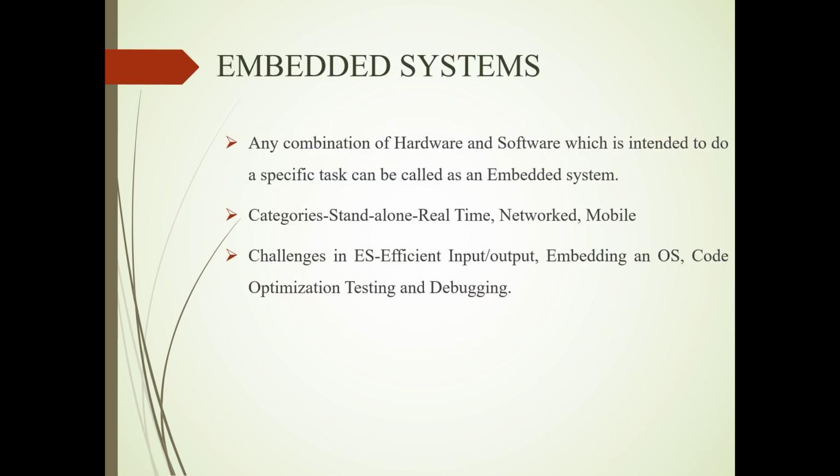After learning IoT, where it is used, how to use it, what is under IoT, and various challenges, we learn about embedded systems. In embedded systems, any combination of hardware and software which is intended to do a specific task can be called an embedded system. For example, our washing machine can be an example of an embedded system, because it is designed to execute a specific task. So it comes under the embedded system category.